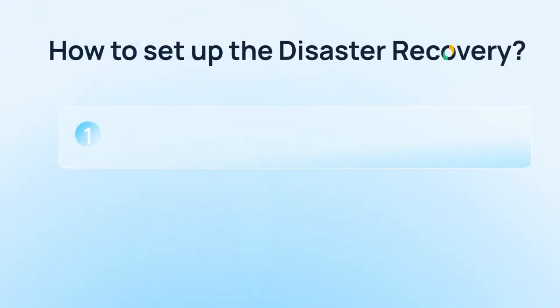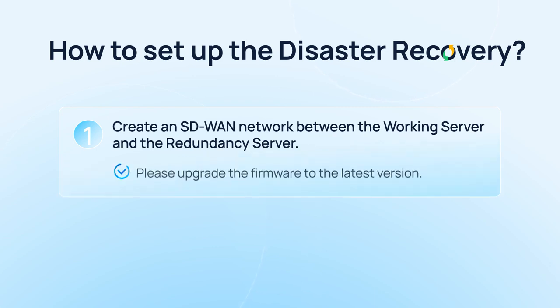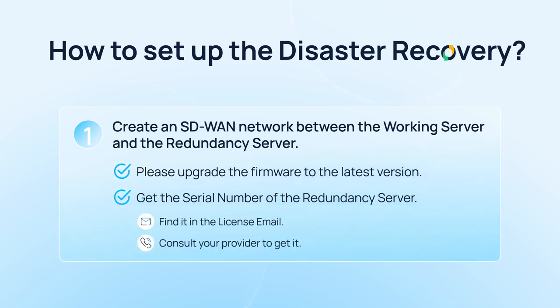For the first step, we need to create an SD-WAN network between the working server and the redundancy server. Please make sure the firmware has been upgraded to the latest version. Now we need to get the SN code of the redundancy server to activate the service. Normally, when you acquire the P-Series Software Edition with disaster recovery, the provider will offer the SN codes of 2 servers. You can find the SN code in the license email or consult your provider.